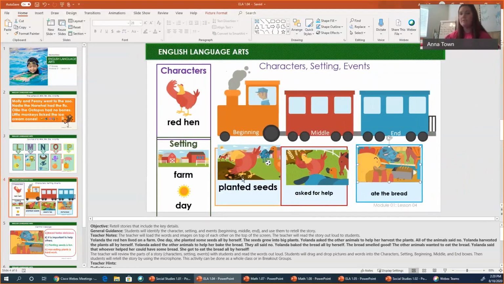Look, they're playing a game. She's planting the seeds. She's asking for help. They're not helping, and she pulled the wheat, and then she made the bread, and now they want the bread, but they didn't help her.